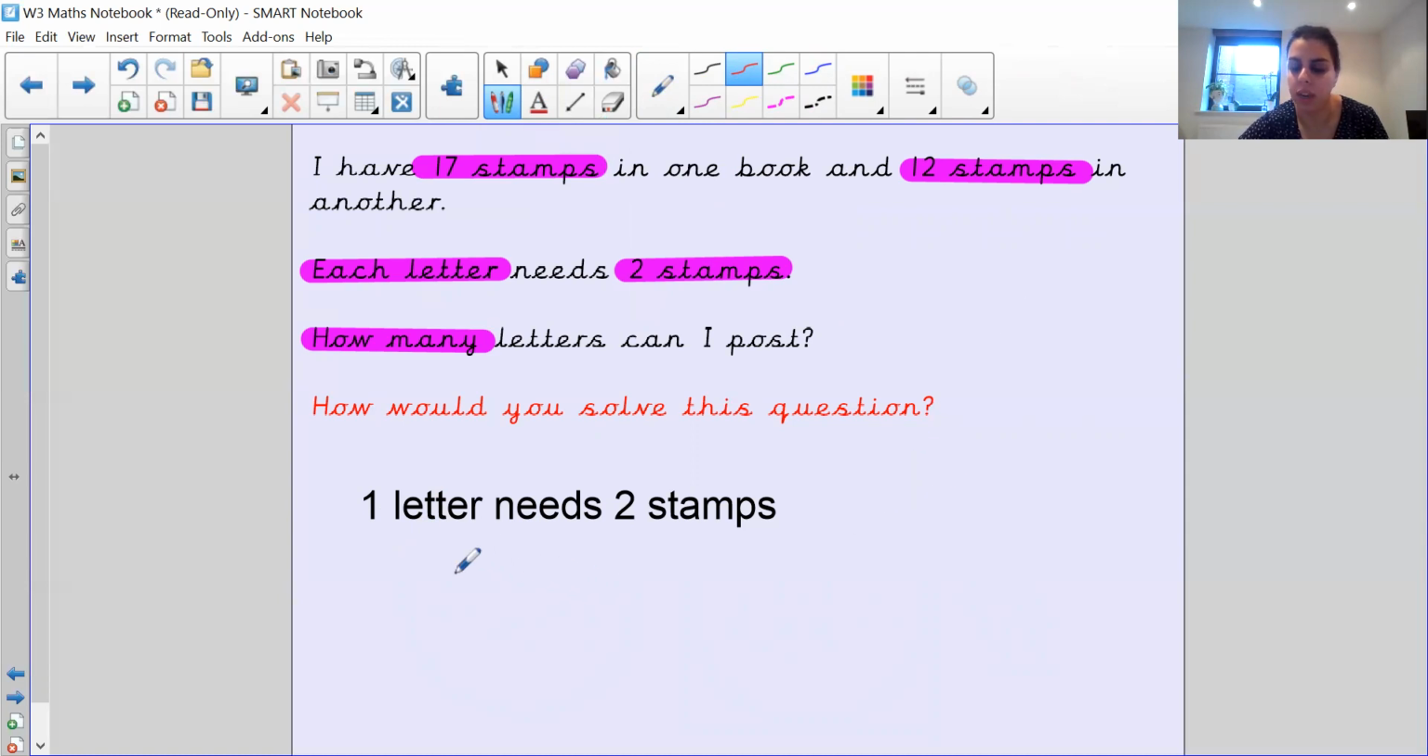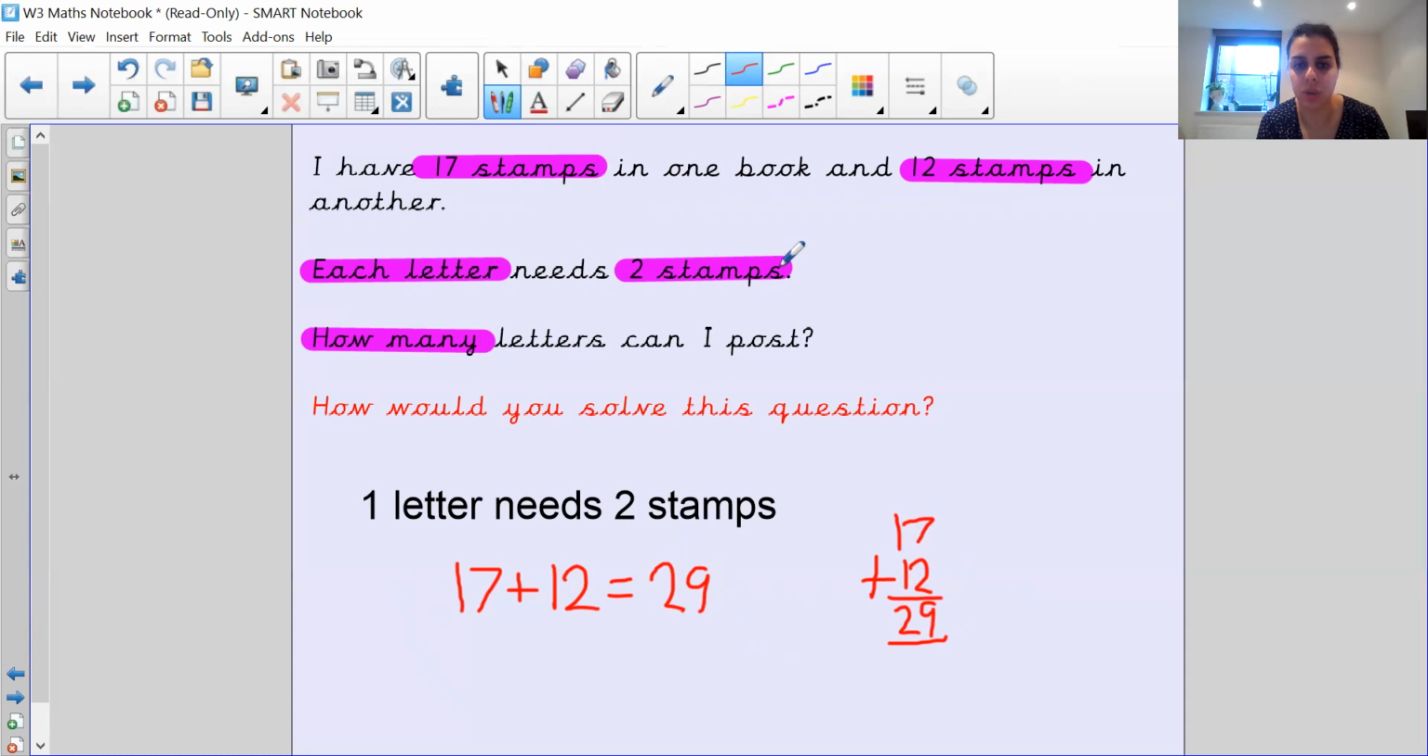So my question to work it out is going to be 17 add 12 to find out how many stamps I've got all together. So I'm going to do that over here. 17 add 12. 7 add 2 is 9. 1 and 1 is 2. So how many stamps have I got altogether? I've got 29 stamps. Now that's not telling me the answer yet.